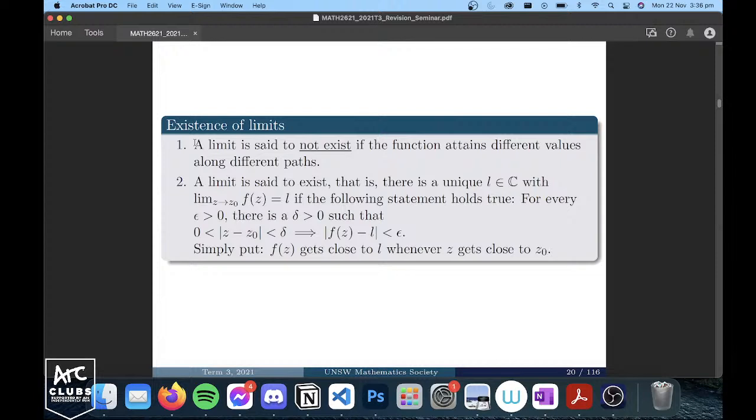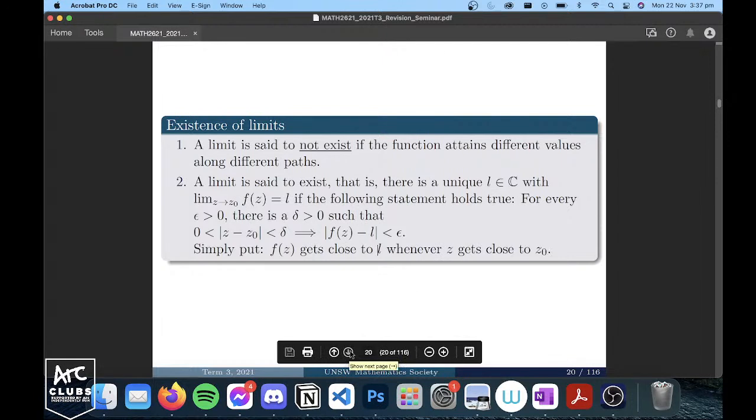A limit is said to exist, that is, there's a unique L in the complex numbers with the limit of z approaching z0, f of z equals L, if the following statement holds true. For every epsilon larger than 0, there's a delta larger than 0 such that if the distance between z and z0 is less than delta, then the distance between the function value and L is less than epsilon. This is what you would use in a proof. But basically it just means that f of z gets close to L whenever z gets close to z0. That's the nice idea of a limit.